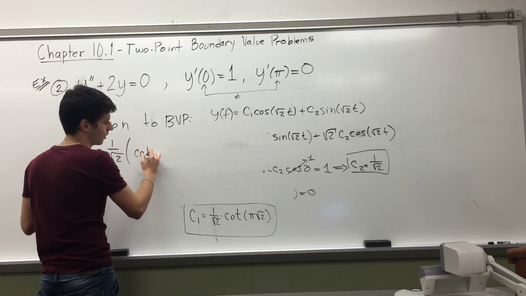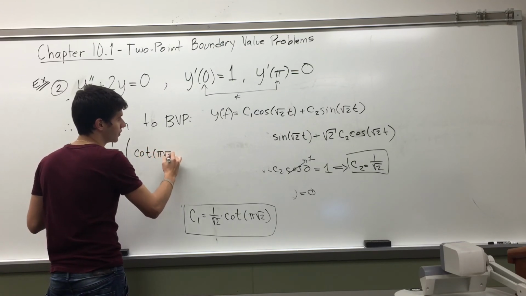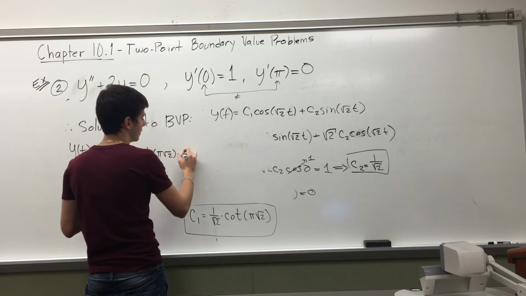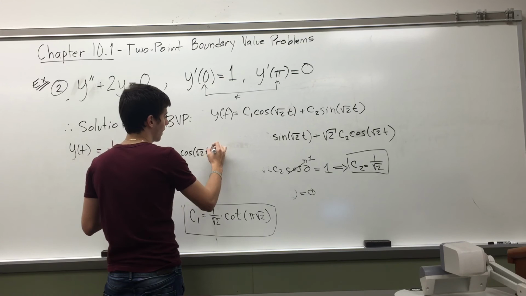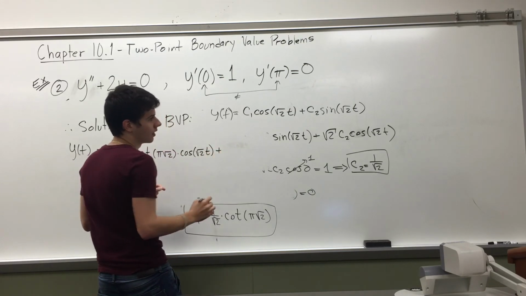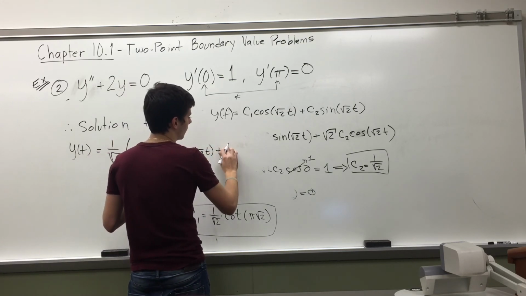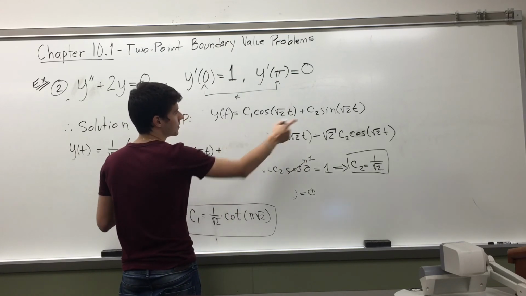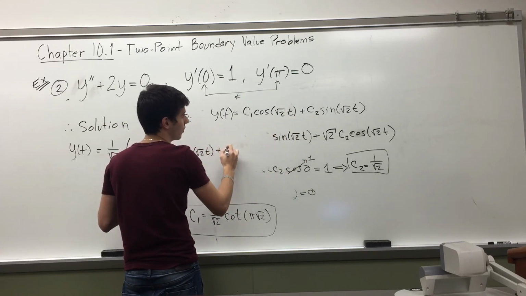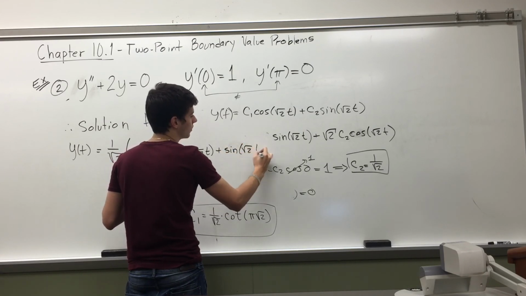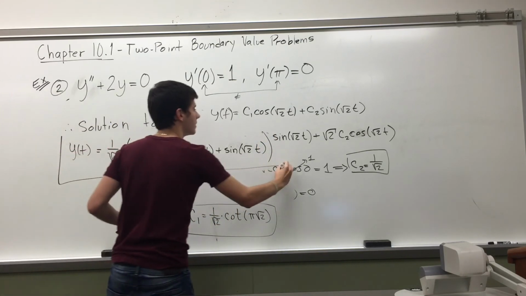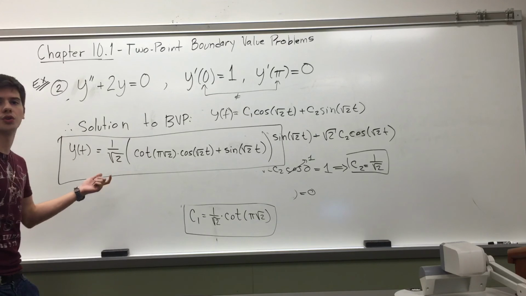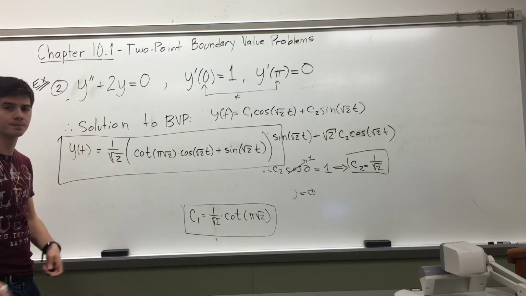cotangent of pi square root of 2 times the cosine of square root of 2t plus 1 times sine of square root of 2t. So it is just going to be sine of square root of 2 times t. So this is going to be our solution to our boundary value problem.